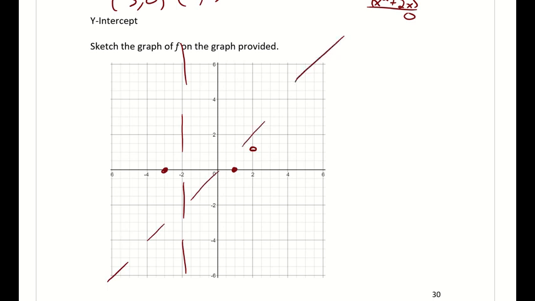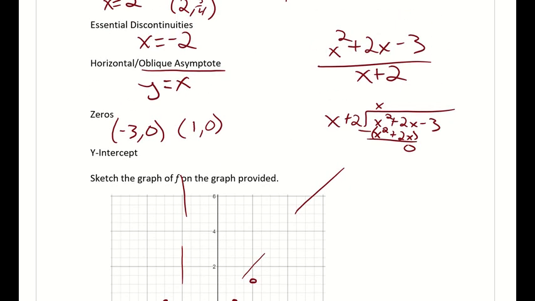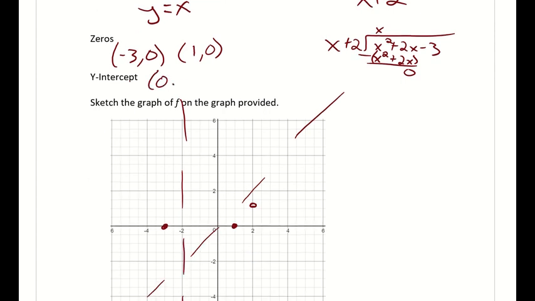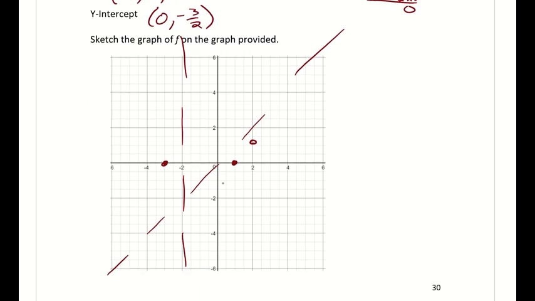Fits on the graph. So now we want our y-intercept, so we substitute 0 in for x, so that will all be 0. So we have -3/2 is our y-intercept. So that's going to be right here. All right, so that gives us a pretty good idea of what's going on over in this section.